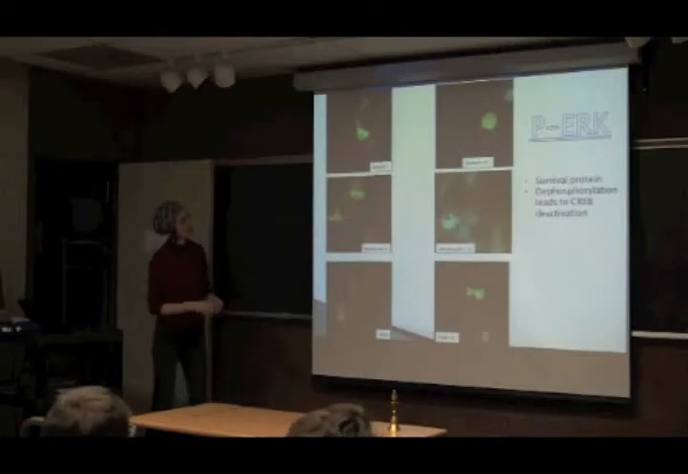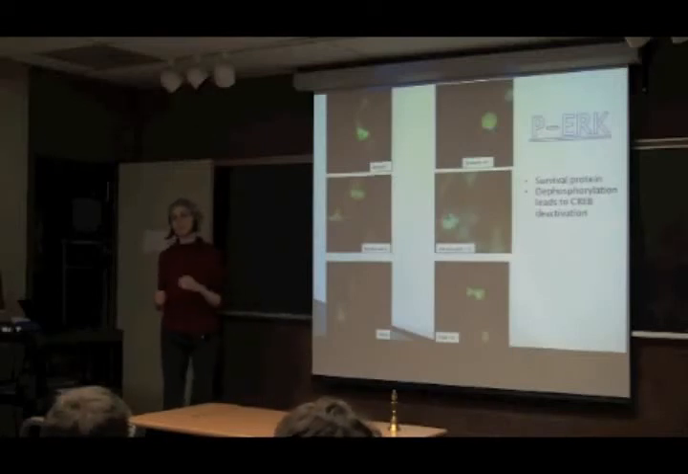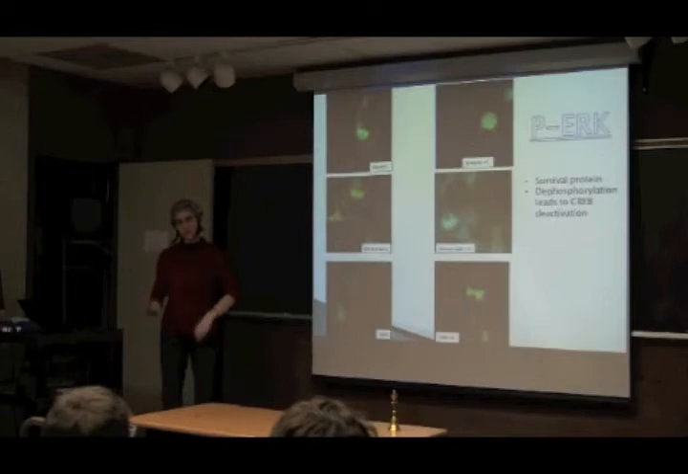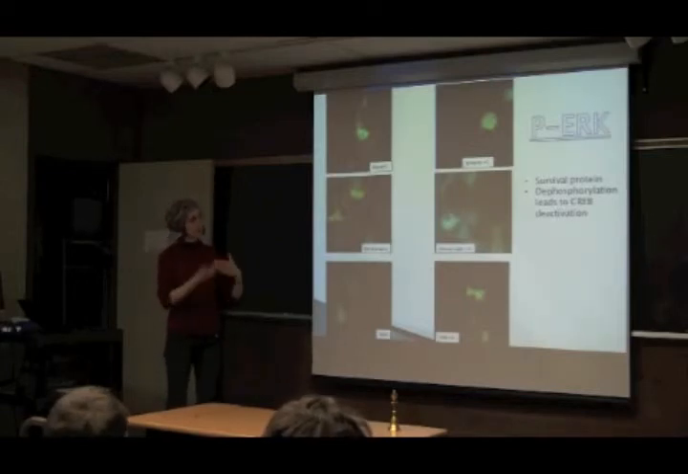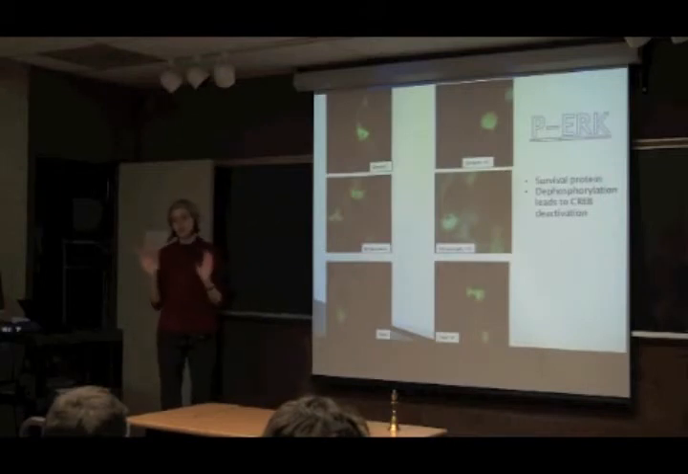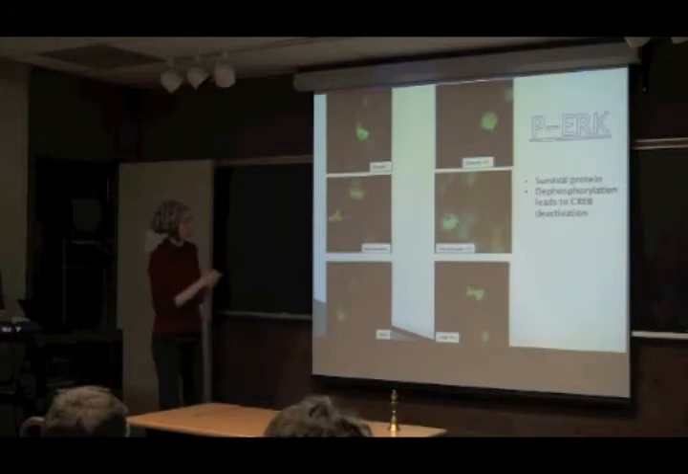So phospho-ERK. Phospho-ERK is a protein that's associated with survival. When ERK is phosphorylated, you're doing well. When it's not phosphorylated, things are not going well for that cell. And what happens is as soon as you have a death cascade initiated, you're going to have dephosphorylation of ERK, which leads to dephosphorylation of a Krebs protein, which is basically just bad news for whoever's involved. The cell is going to destruct. At that point, it's not stoppable.